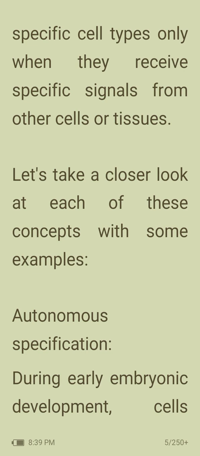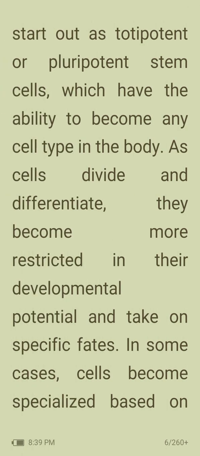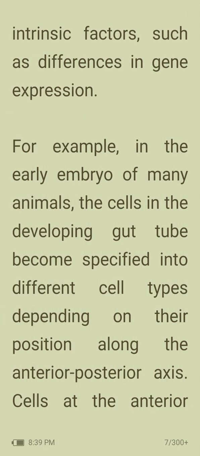So, autonomous specification. During early embryonic development, cells start out as totipotent or pluripotent stem cells which have the ability to become any cell type in the body. As cells divide and differentiate, they become more restricted in their developmental potential and take on specific fates. In some cases, cells become specialized based on intrinsic factors such as differences in gene expression.